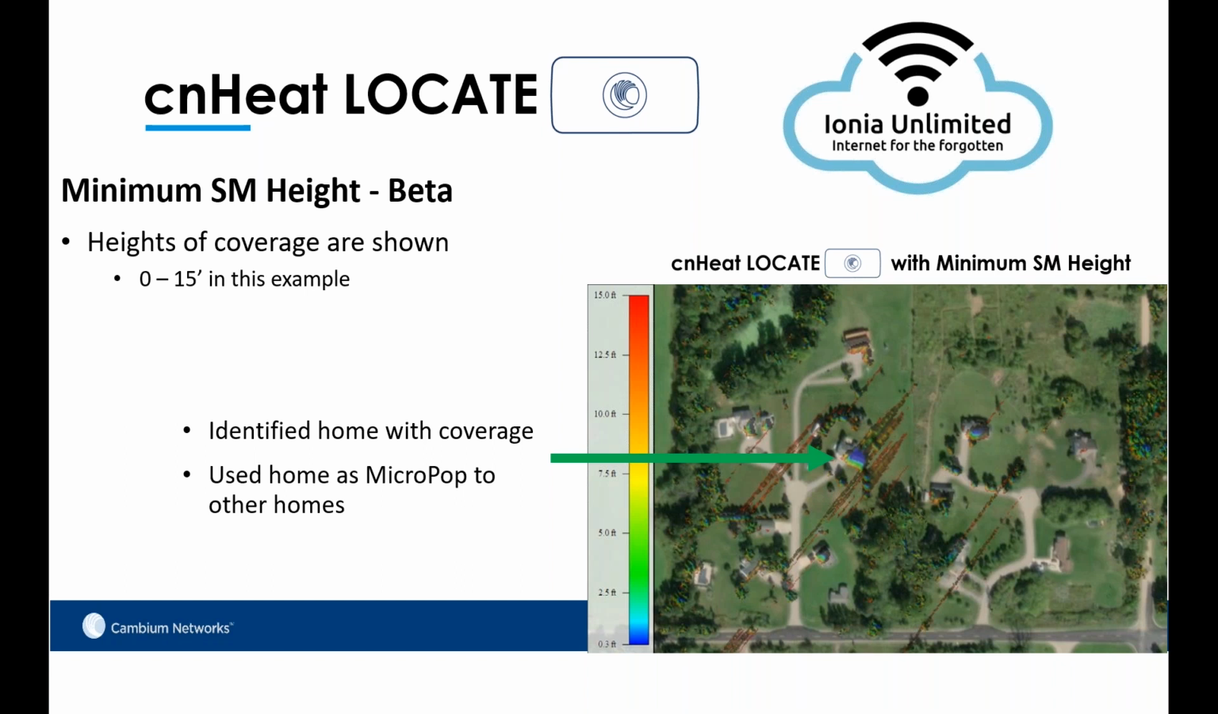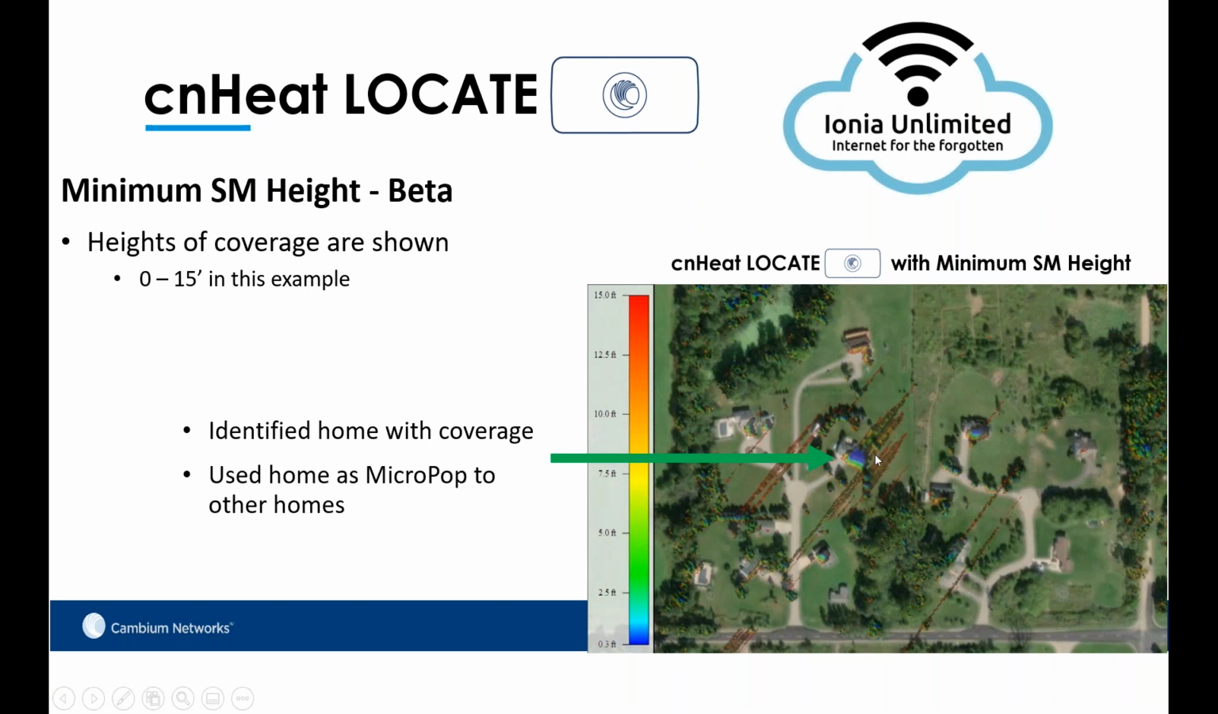Now, this is a beta version of software that Keith and Ionia was using. And just to quickly explain what they have here, this map on the left goes from 0 feet to 15 feet. Blue is 0 foot SM height and red is 15 foot SM height. And these little lines that are streaking out here are the coverage from the access point. So they give an indication where view shed clearance was actually occurring.